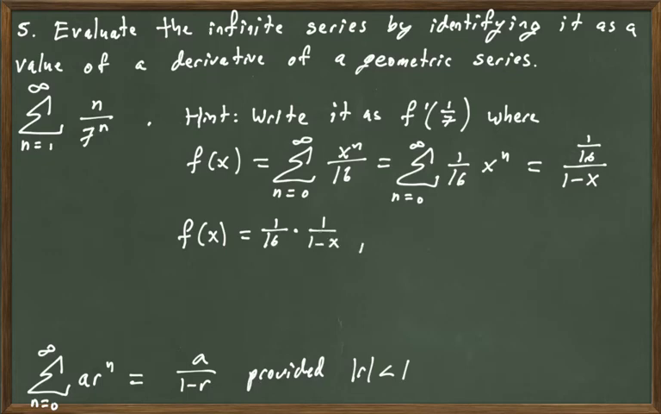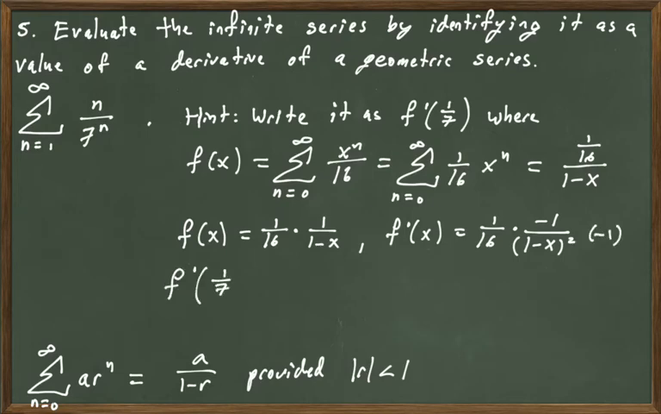Okay? So the derivative of that is going to be 1 over 16, bring down your exponent, which is a negative 1, subtract 1 from your exponent, make that a negative 2, put it in the denominator, and then times negative 1 by the chain rule. So f prime of 1/7 is going to be 1 over 16 times 1 over 1 minus 1/7, and that 1 minus 1/7 is quantity squared.